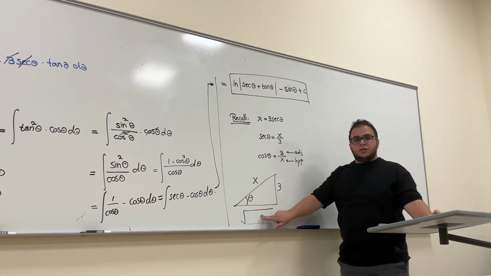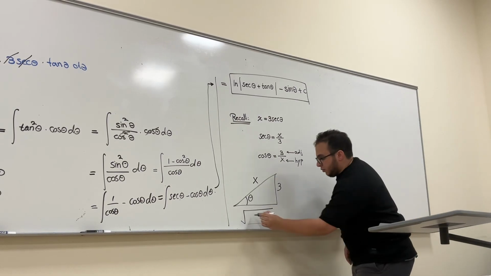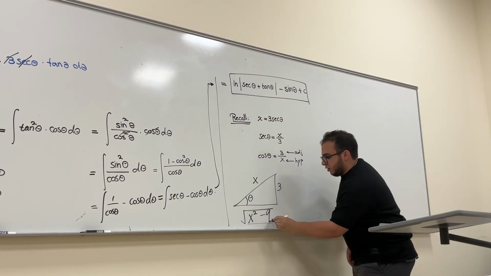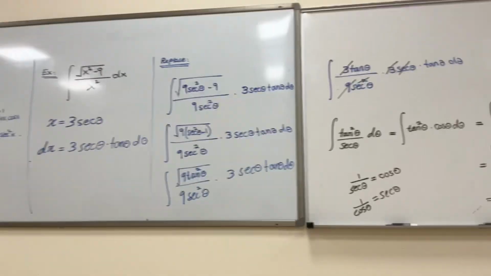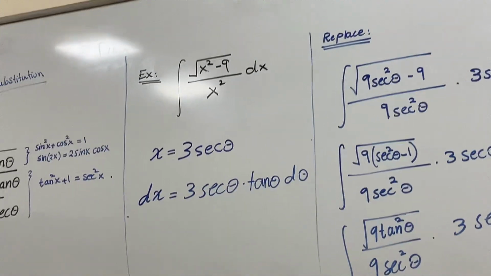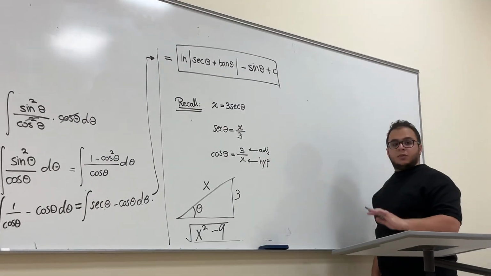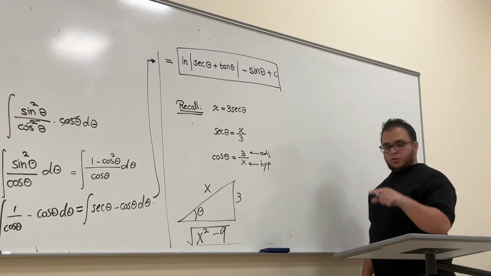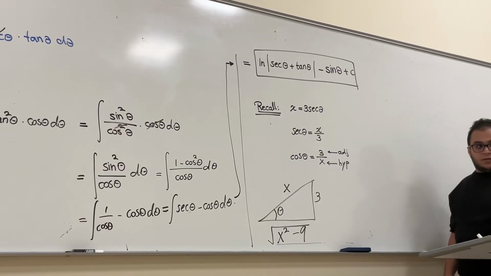What's going to be here? X squared minus 3 squared, which is x squared minus 9, which is exactly the same thing in the question. This is how I know that I'm doing the right thing. It always should be the same. You don't worry about the root that much, but the x squared minus a squared.